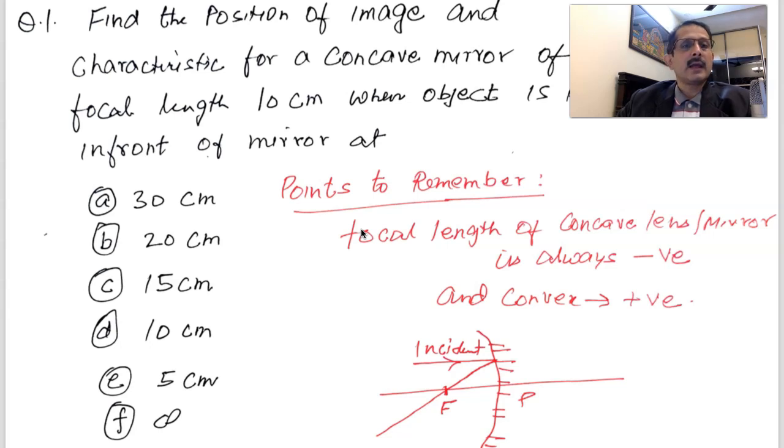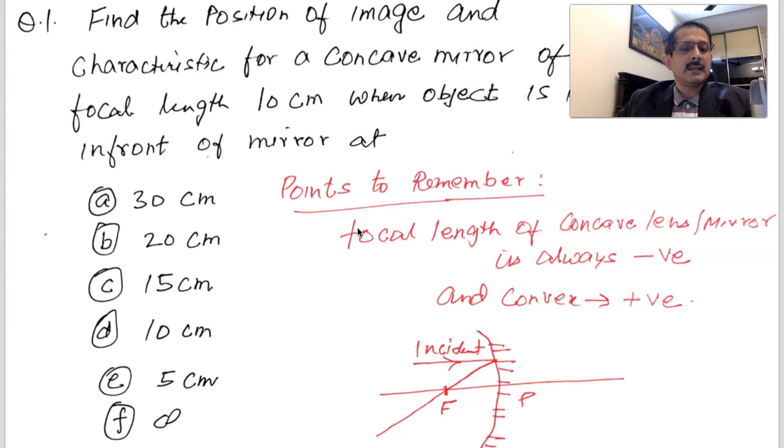This will greatly help in how to use the formula, the terminology, and the sign convention. I'm starting with question number 1. As you can see on the screen, it says find the position of image and characteristics for a concave mirror of focal length 10 centimeter when the object is placed in front of a mirror at A, B, C, D, E, F.